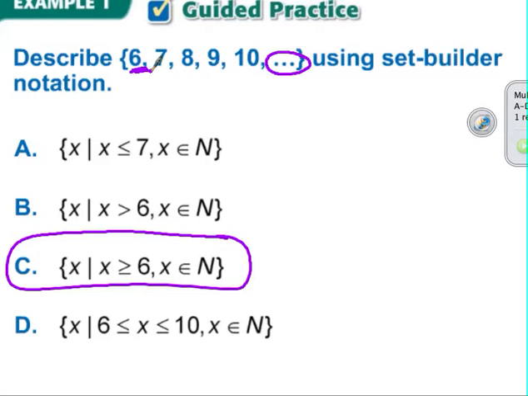So does that mean that A and B are the same thing? Technically not, because A would be like 7, 6, 5, 4, 3. So A is going down where B is going up.